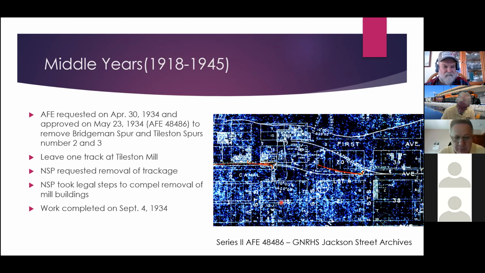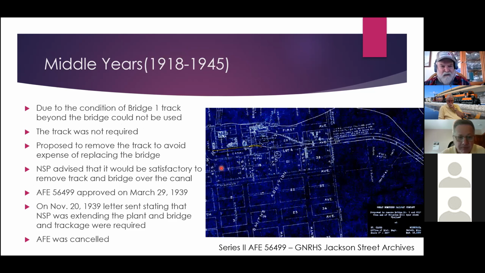NSP had requested removal of the trackage, and they're also the ones that took legal steps to compel the removal of the mill buildings. So that's why all this kind of happened. The city then took over the buildings, and these tracks were taken out in '34. So now we're down to this track serving the coal-fired plant and one track crossing the bridge onto the island. And again, by this point, there is no longer an Orphanage spur either.